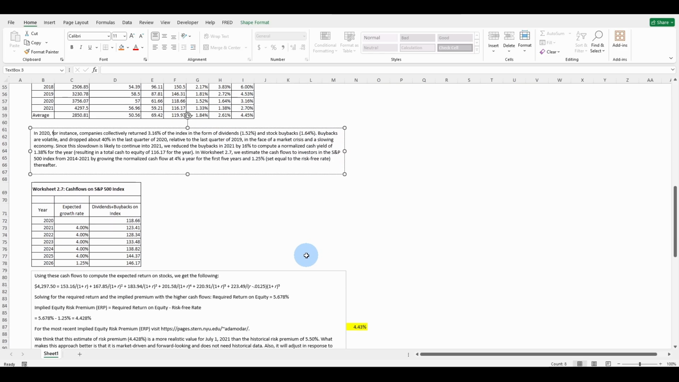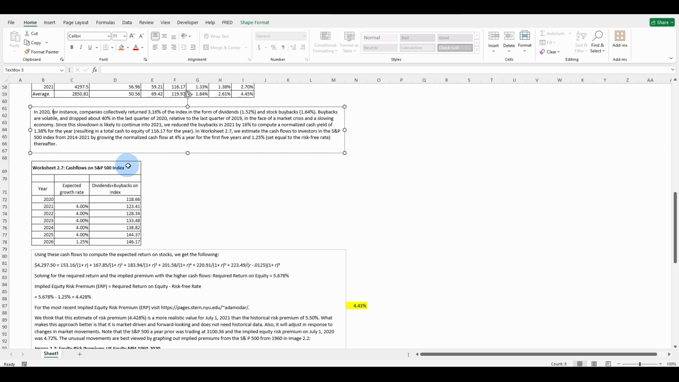Buybacks are volatile and dropped about 40% in the last quarter of 2020 relative to the last quarter of 2019, in the face of market crisis and slowing economy. Since this slowdown is likely to continue into 2021, we reduced the buybacks in 2021 by 16%. Compute a normalized cash yield of 1.38% for the year, resulting in a total cash to equity of 116.17 for the year.